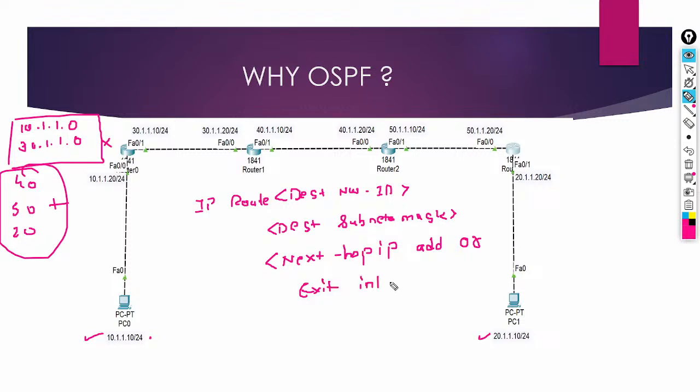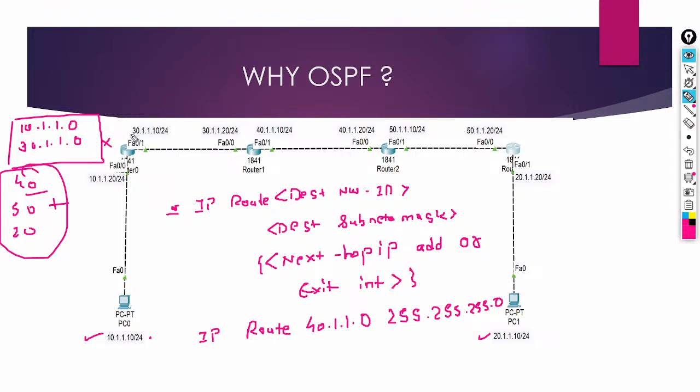What does this mean? Let me give you one example, and then I will take you to the lab as well. Just take an example here. I need to add the 40 network. Then what can the command be? For that, I have to type ip route 40.1.1.0. Now see, for 40, what is the subnet mask? The subnet mask is /24, that would be 255.255.255.0. And what is the next hop IP or exit interface?